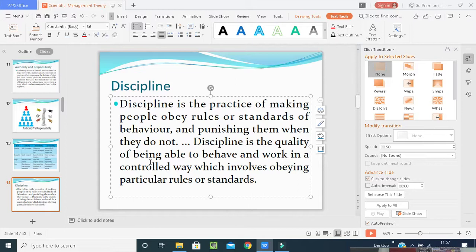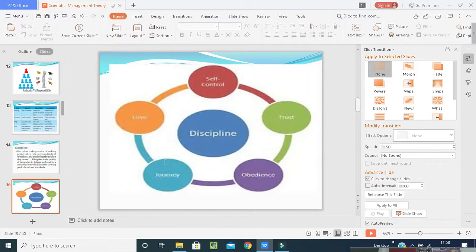That is the process. In future, you are going to learn in business law, if you have that subject, what the rules and regulations are. Legal rules and regulations and norms exist for removing an employee from his post or position. Now discipline includes self-control, trust, obedience, a long and good safe journey, and love and affection among employees and employers.